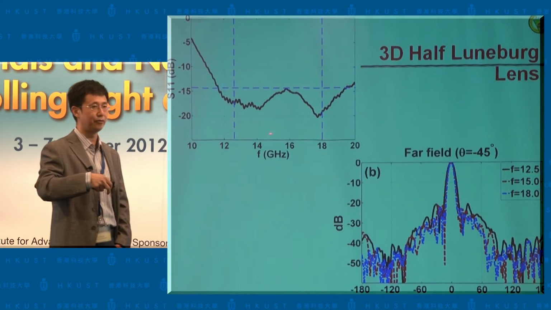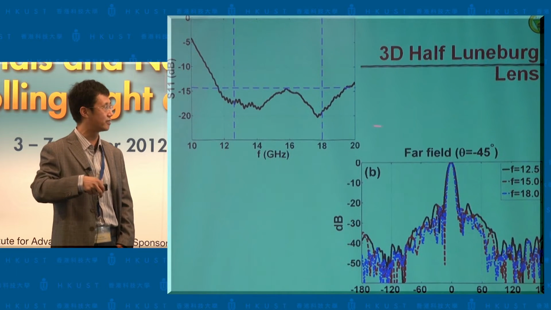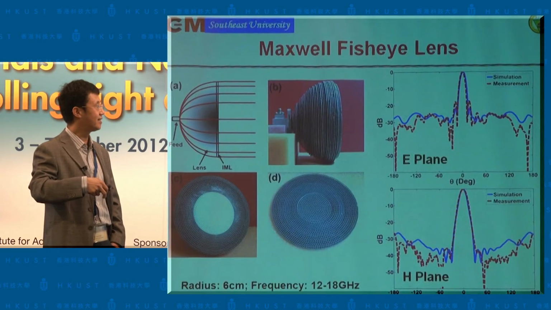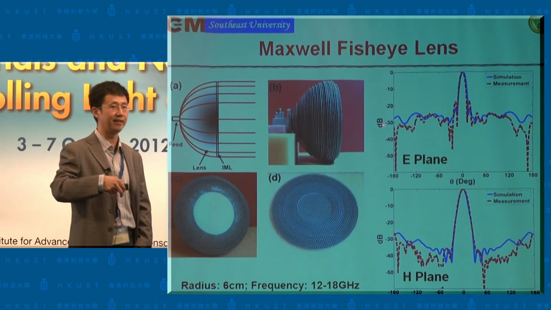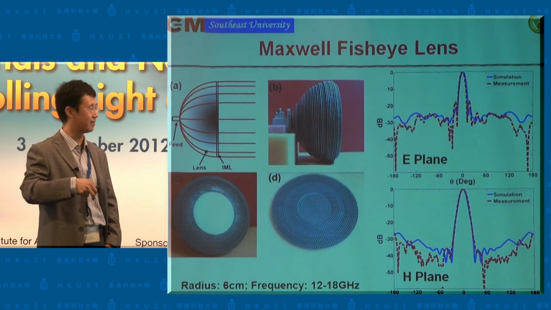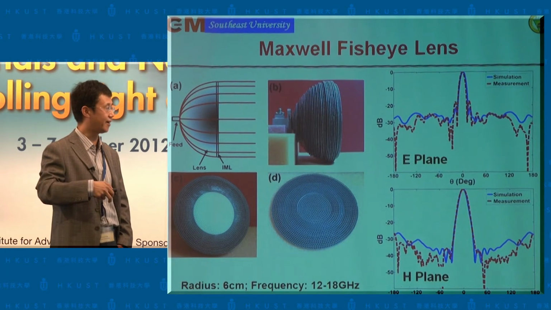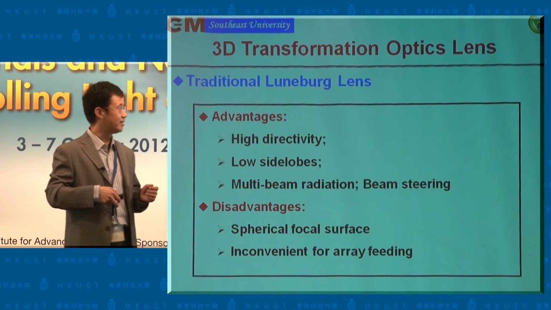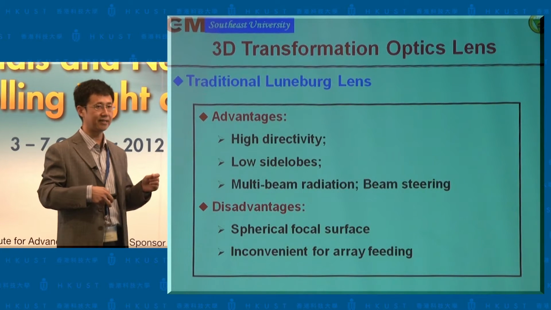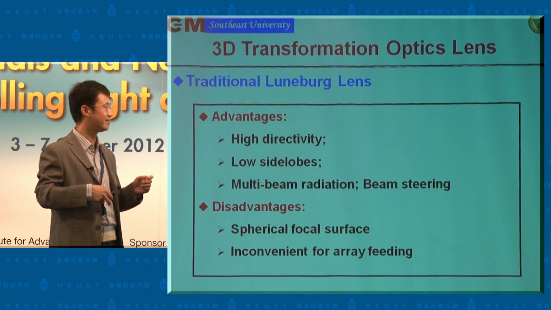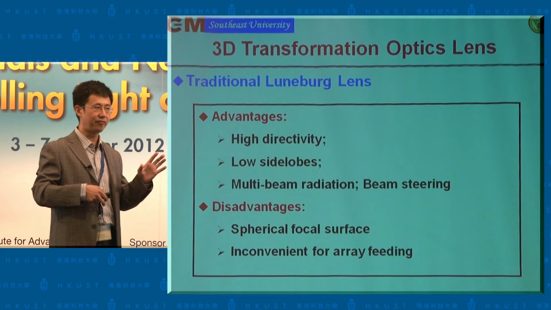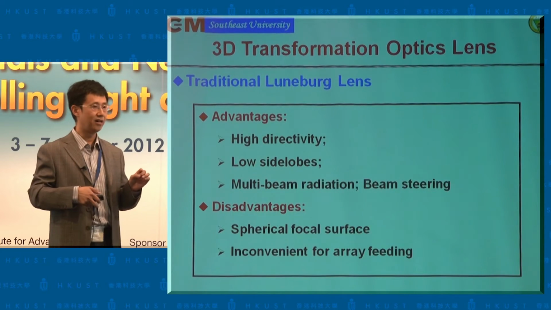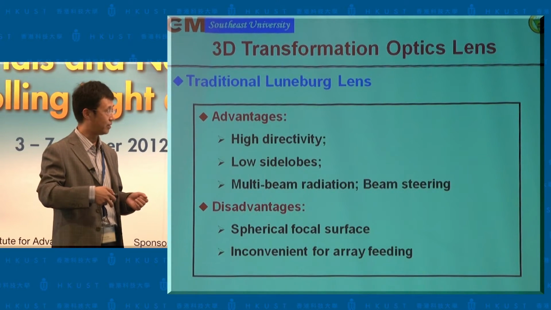And this is the measured radiation pattern and insertion loss of the Luneburg lens antenna covering the whole Ku band. And this is a Maxwell fisheye lens, half of the Maxwell fisheye lens, to make a high gain radiation. For the traditional Luneburg lens, there is a disadvantage. The focus surface is a spherical surface, so it is inconvenient for array feeding or for multi-beam generation.